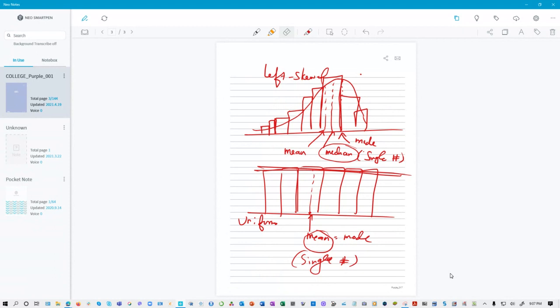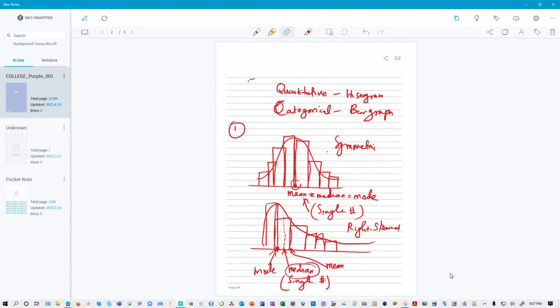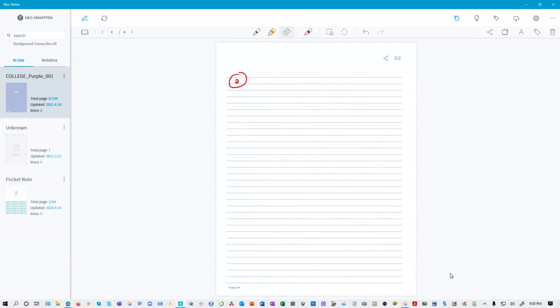But on the other hand, this first one is for quantitative data. Quantitative data or variable doesn't matter. I'm talking about the histogram. You draw the histogram and get the smooth curve. And the second one, you have categorical data. Categorical data or variable doesn't matter. Then you're going to draw the bar graph.